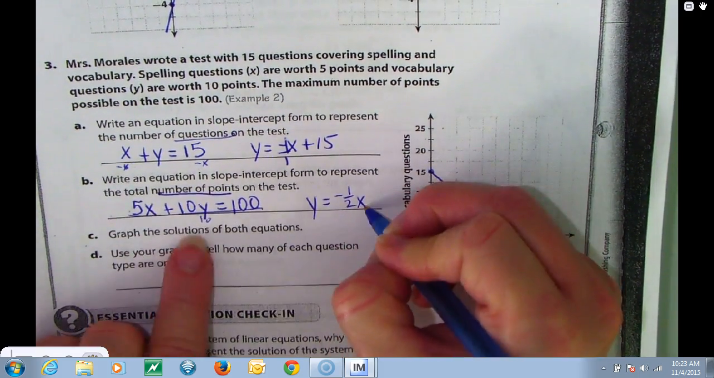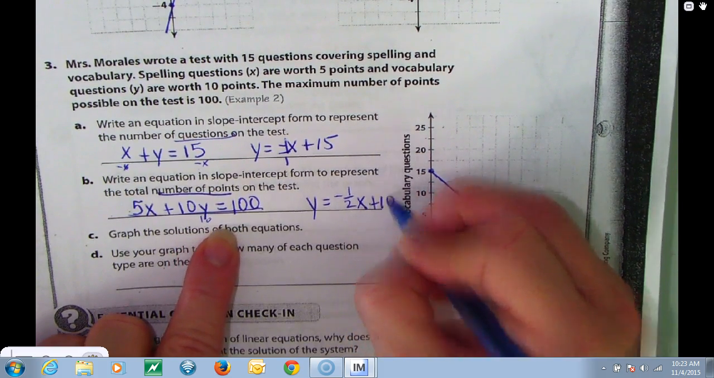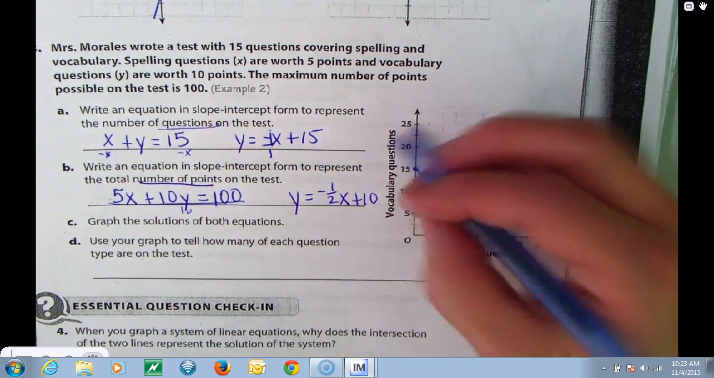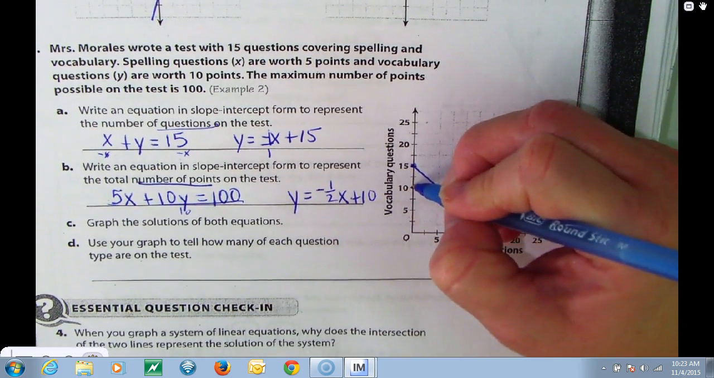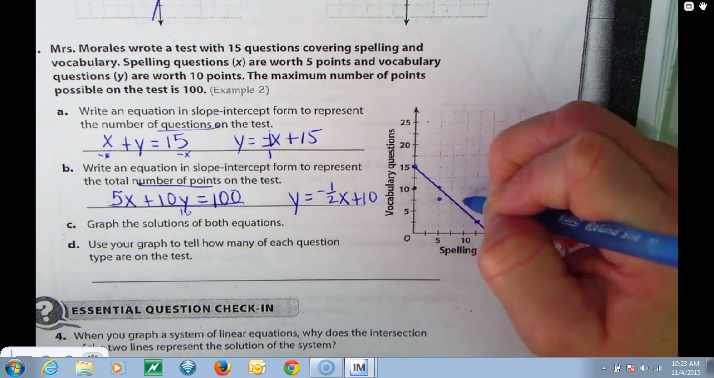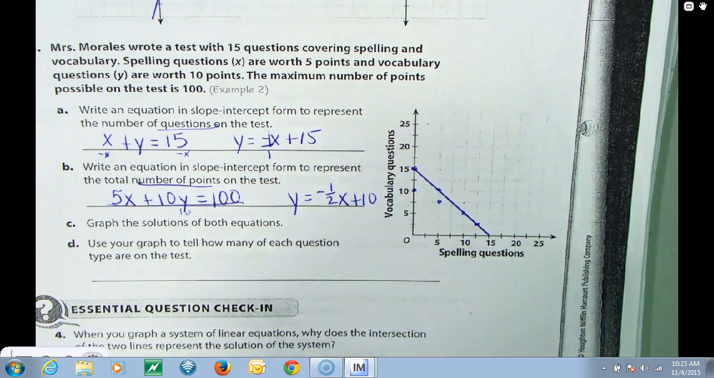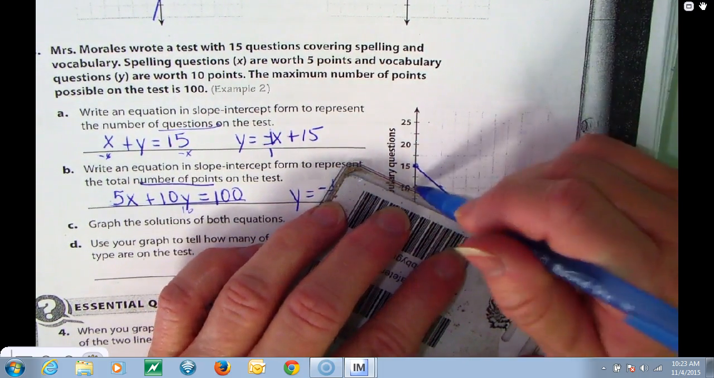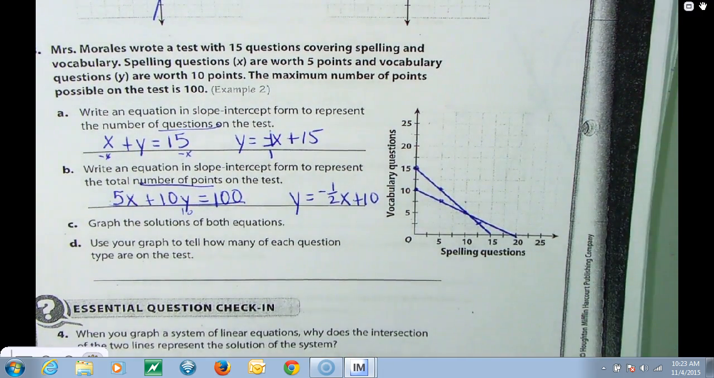So that's negative 1/2 x plus 10. So we're going to start at 10. Thank you for saying that. That's your intercept. Now we're going to run 2 down 1. Run 2 down 1, because the scale is the same, is why we can do that. You should land on 20 on the x-axis.